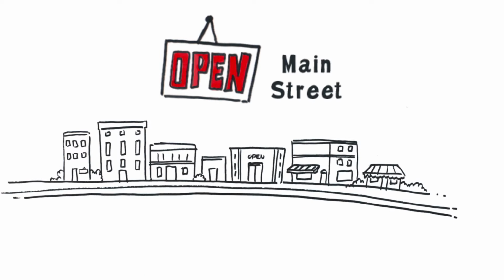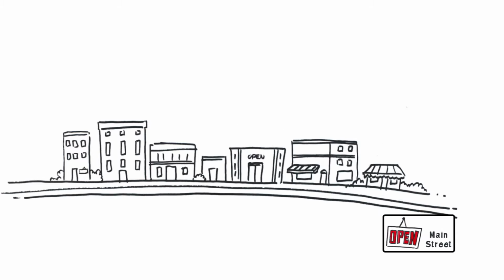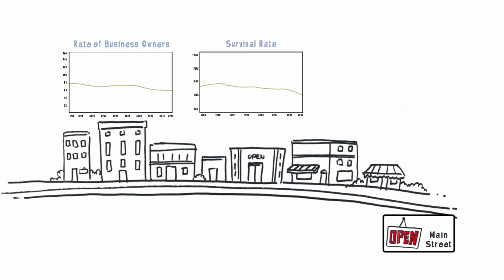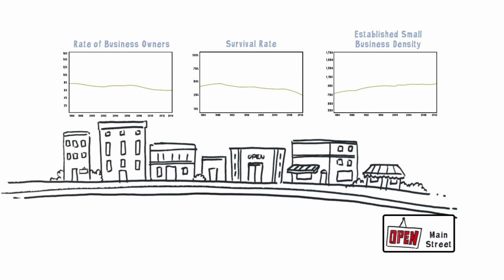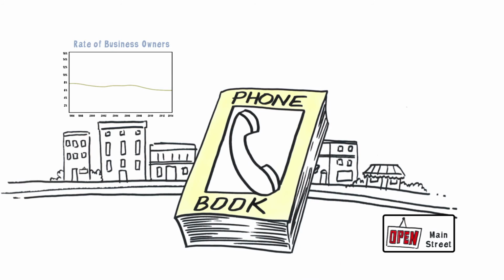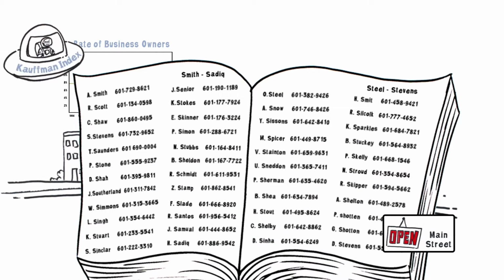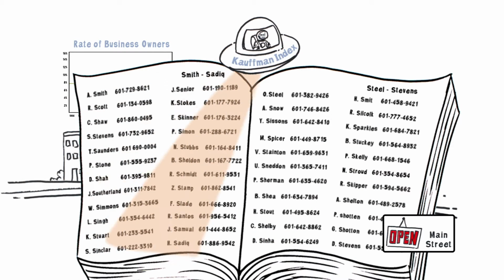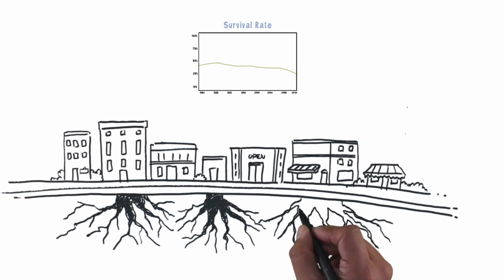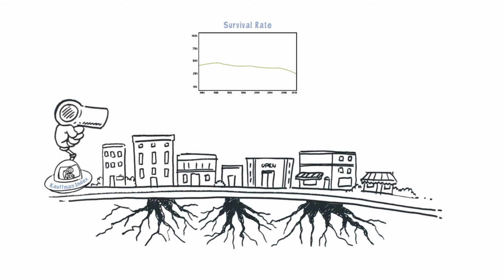It looks at three specific indicators: the rate of business owners, the survival rates in the area, and established small business density. The rate of business owners is pretty simple. You look at all the adults in the area and you calculate how many of them own a business as their main job. The survival rate measures how many businesses take root or establish in the community.